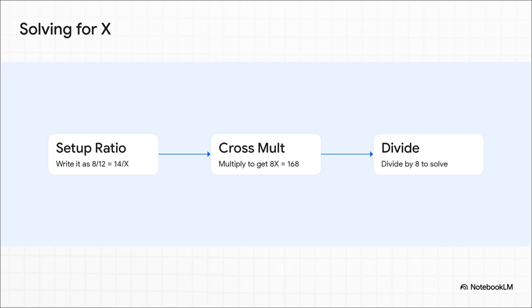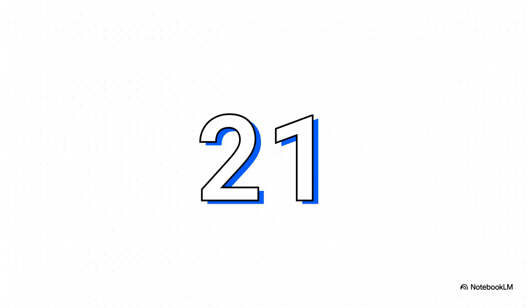First, set up the balance. 8 over 12 equals 14 over x. Next, cross-multiply. The product of the extremes, 8 times x, equals the product of the means, 12 times 14. So 8x equals 168. To isolate x, all we've got to do is divide 168 by 8. Boom, 21. And there we have it.